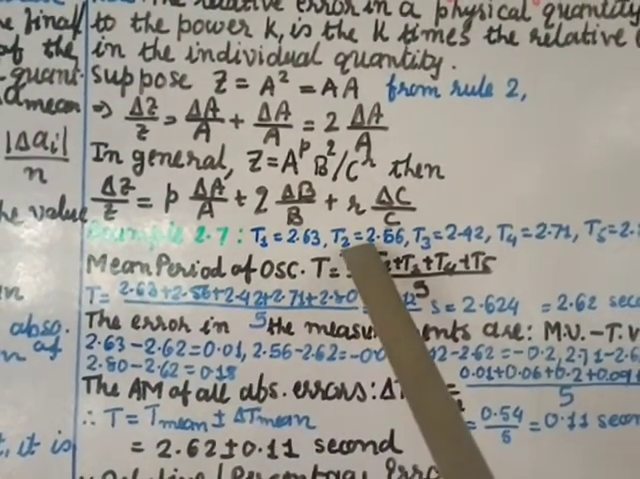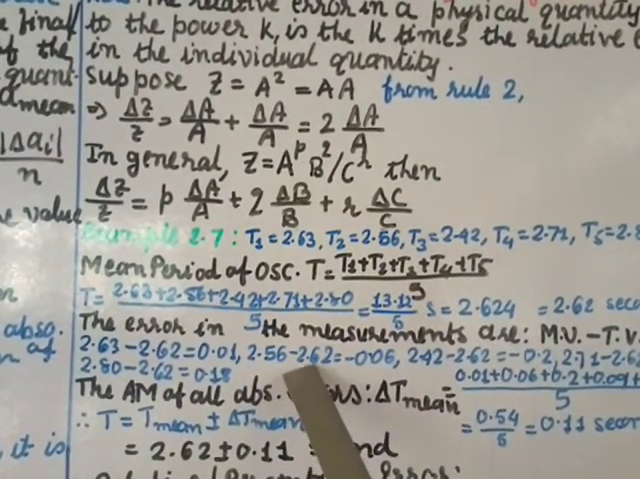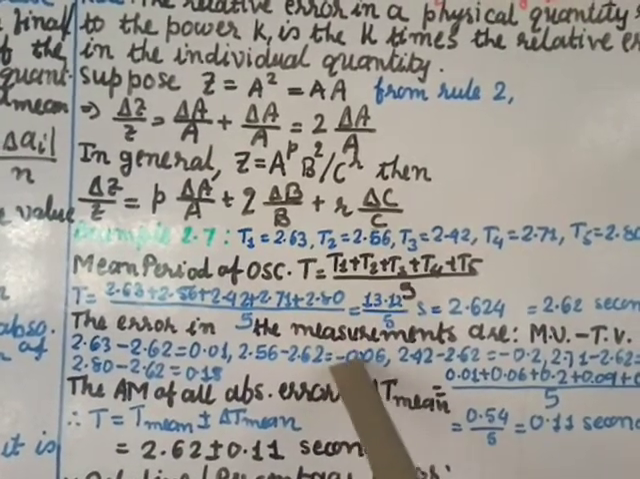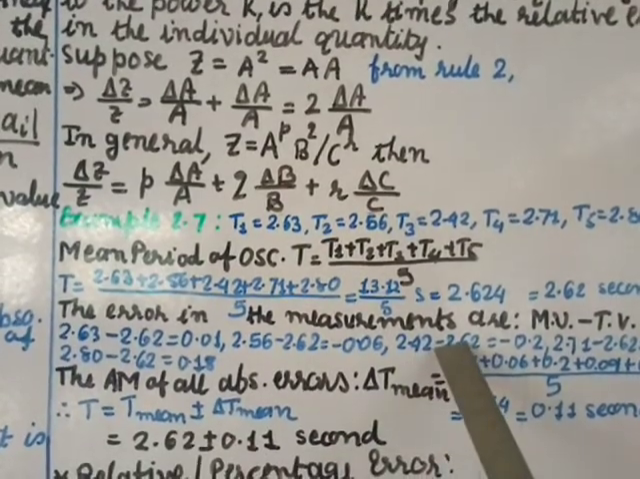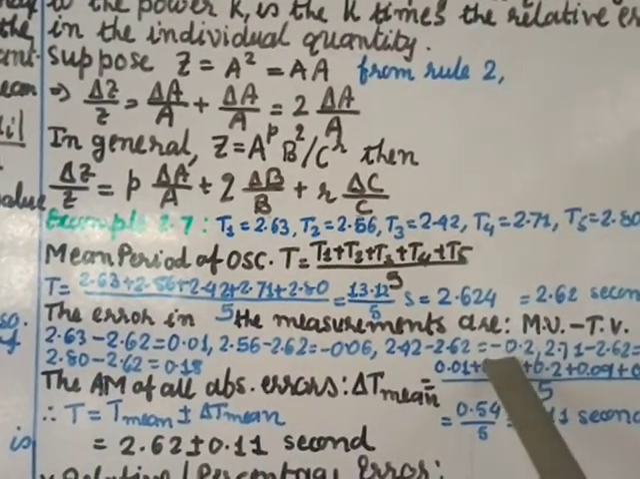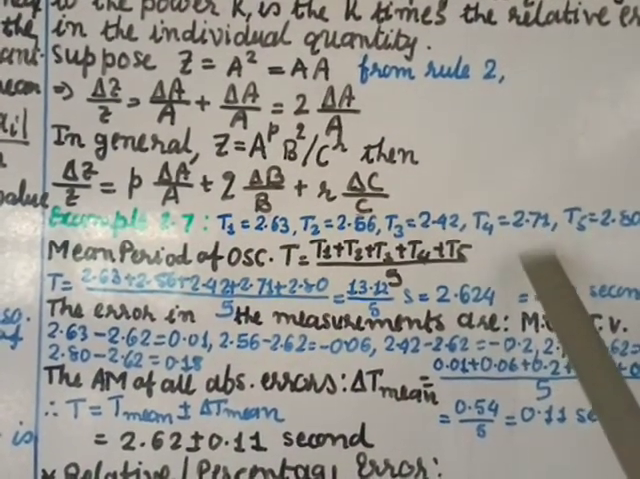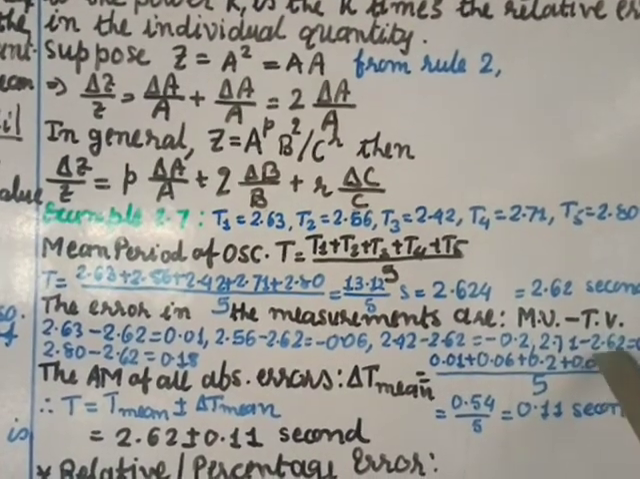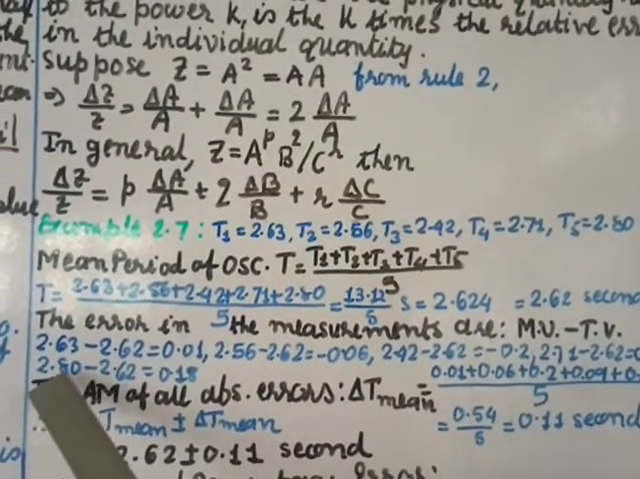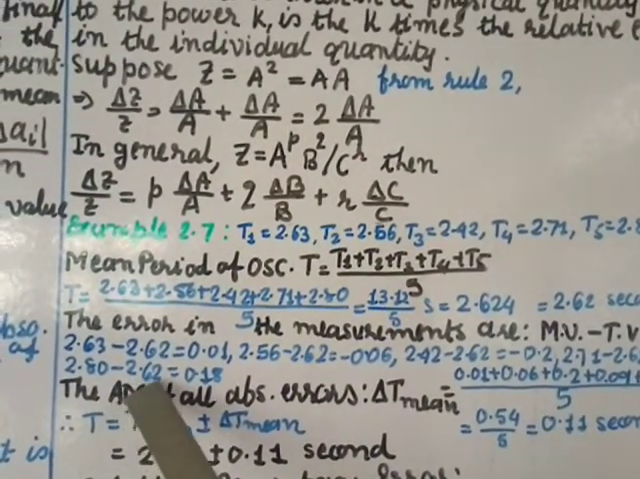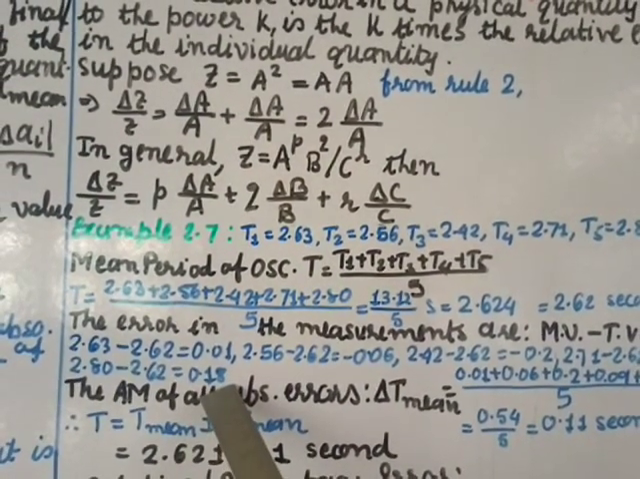Then the second is 2.56 minus 2.62, which gives you minus 0.06. Then the third one is 2.42 minus 2.62, which gives you minus 0.20. Then the fourth one is 2.71 minus 2.62, which gives you 0.09. And the fifth one is 2.80 minus 2.62, which gives you 0.18.